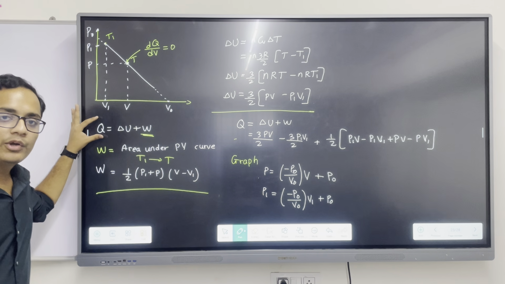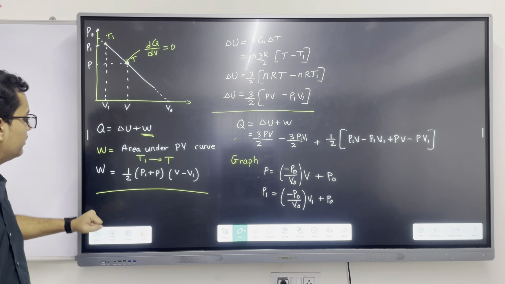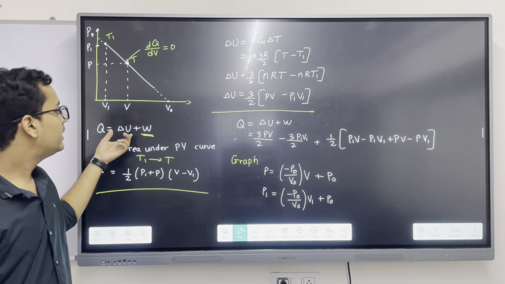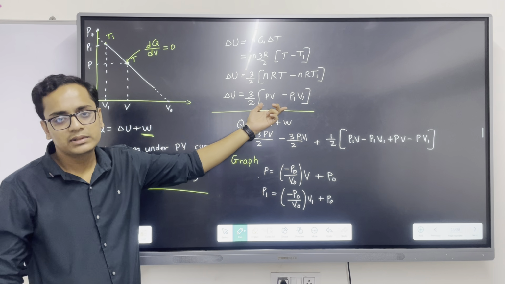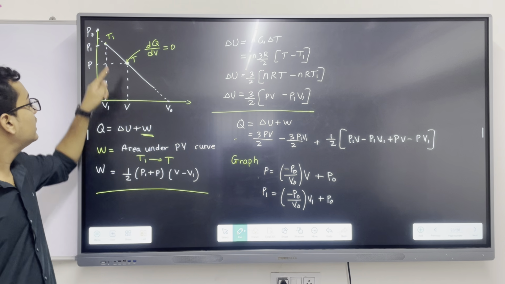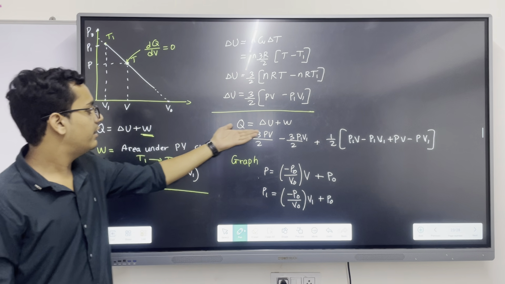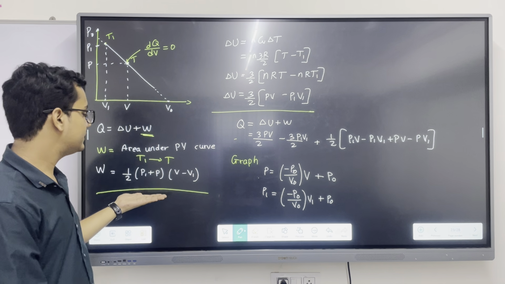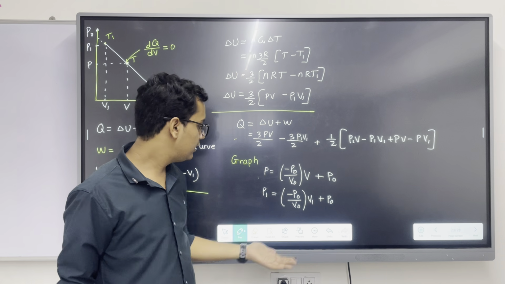So I will try to find Q from V. Q is equal to delta U plus W. After that, delta U is this. Simple nCv delta T. And work done is basically area under the curve. I wrote the work done here. Work done is this. Just add them, you will get Q.